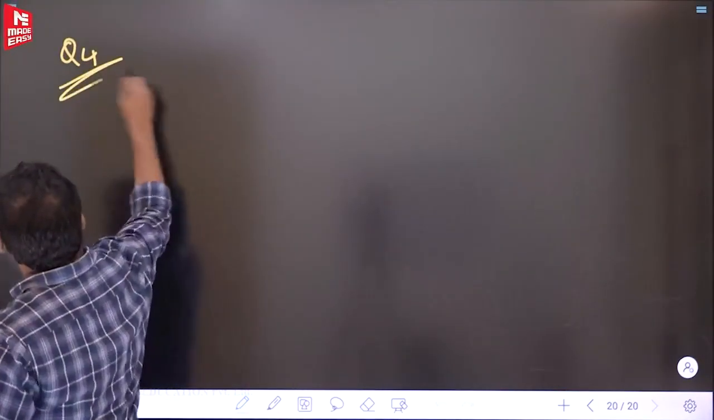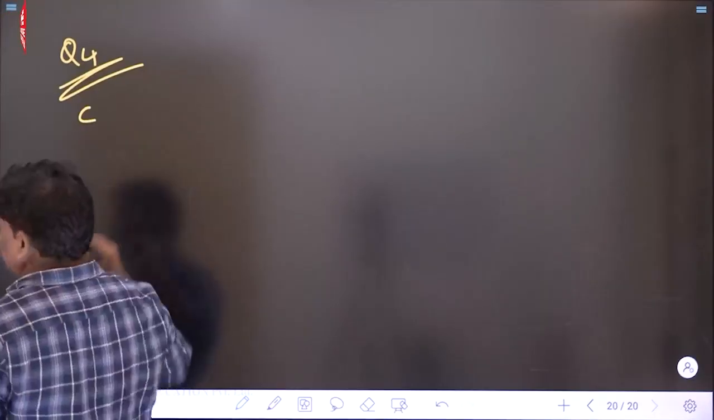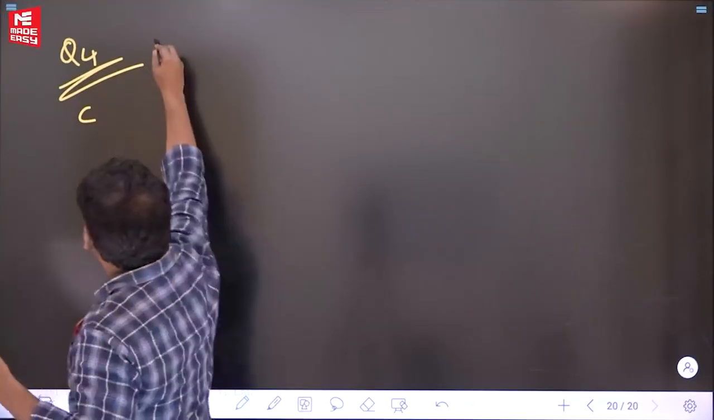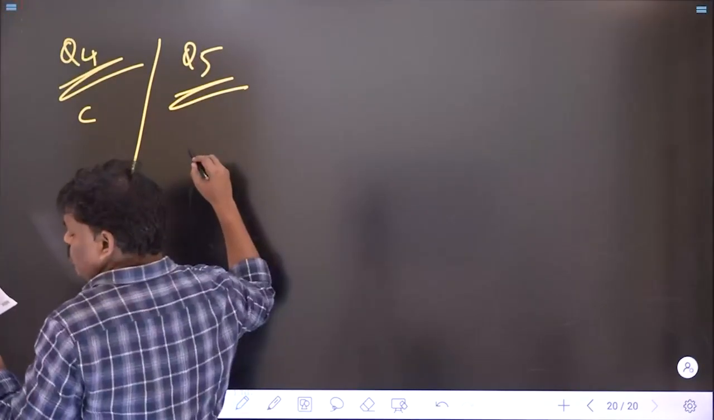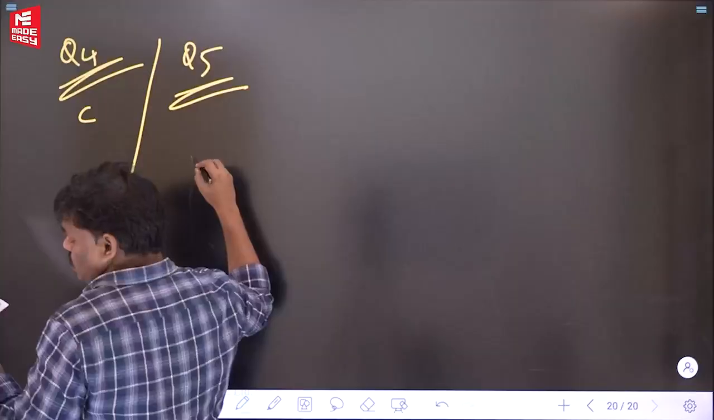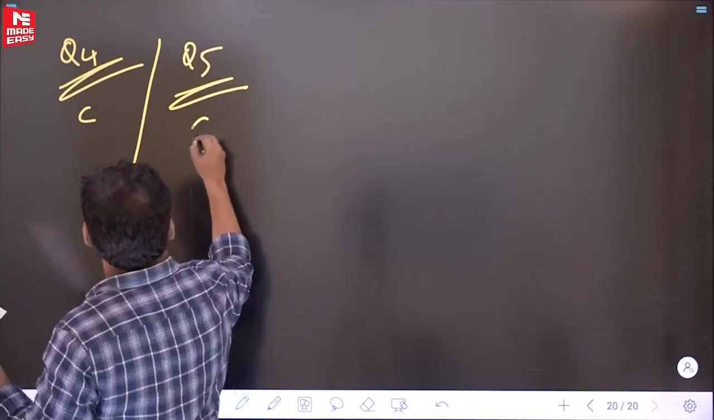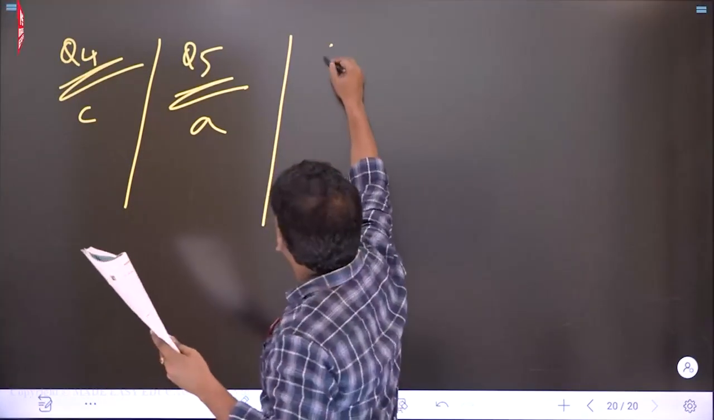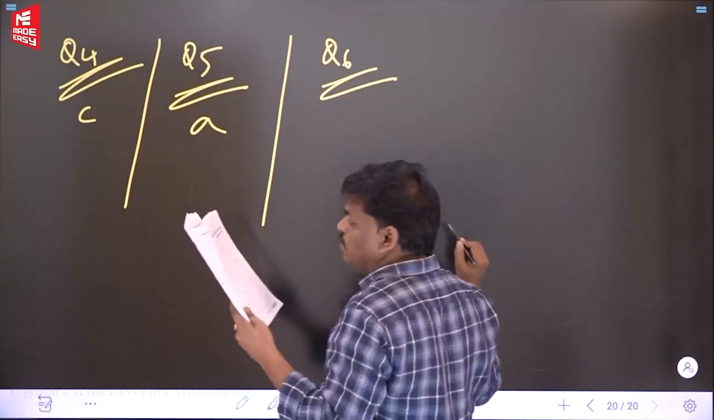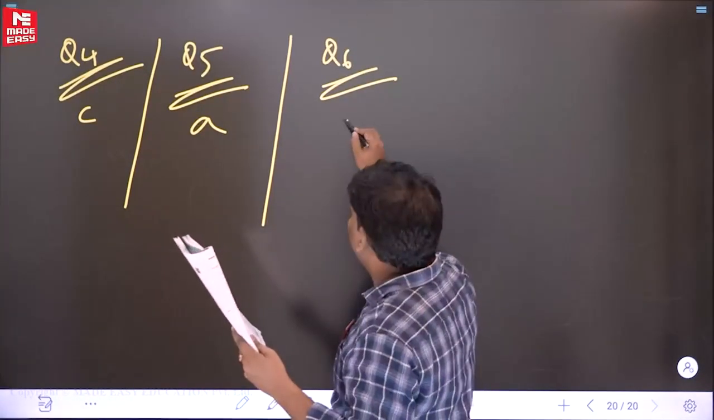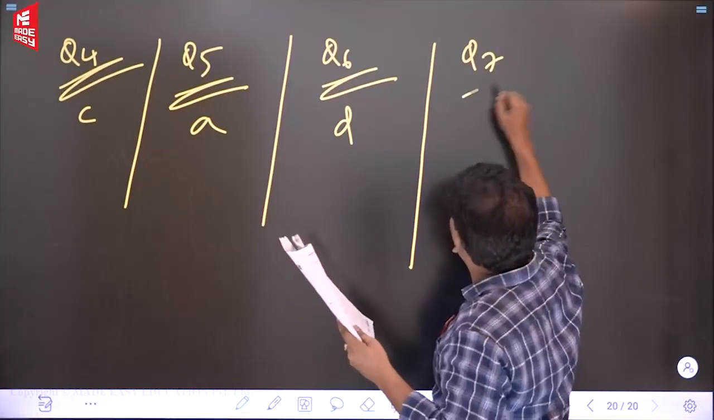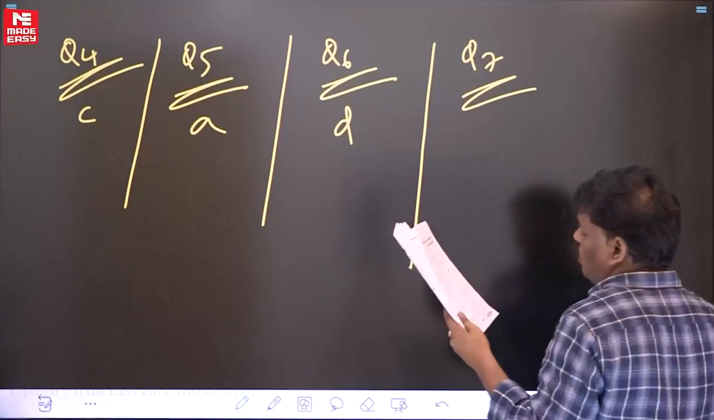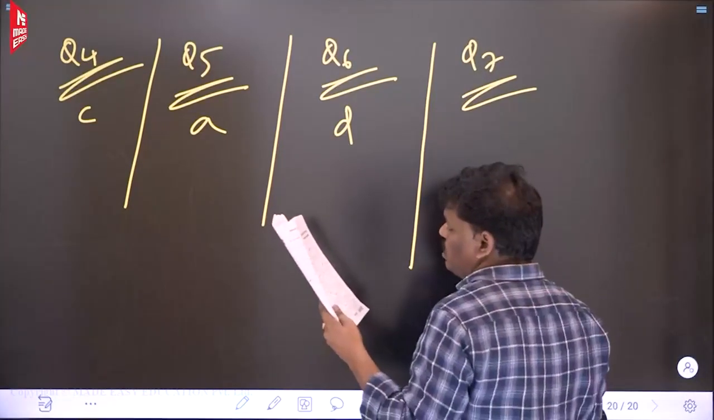Question number 4, it is manual checking only, check nothing there. Question number 4, what is the answer? C, manual checking only. Next one, question number 5, it is there in your notes also, I have done it already. Question number 5, using heap sort, we have done already, A. Next one, question number 6. What is the answer? It is D, it is there in your notes. Next one, question number 7, it is manual checking only, try this one.